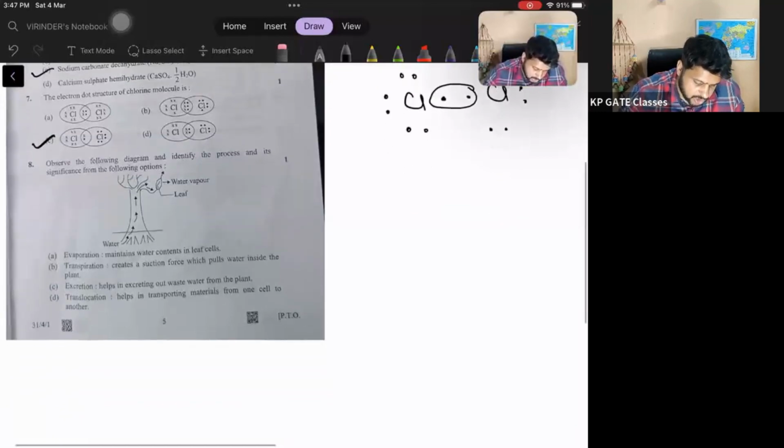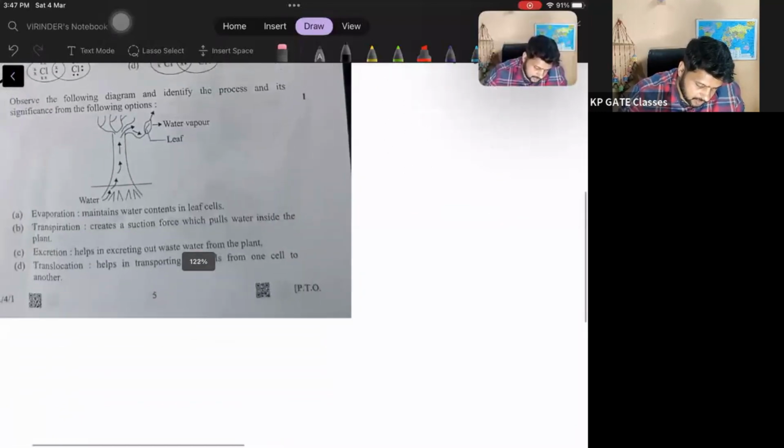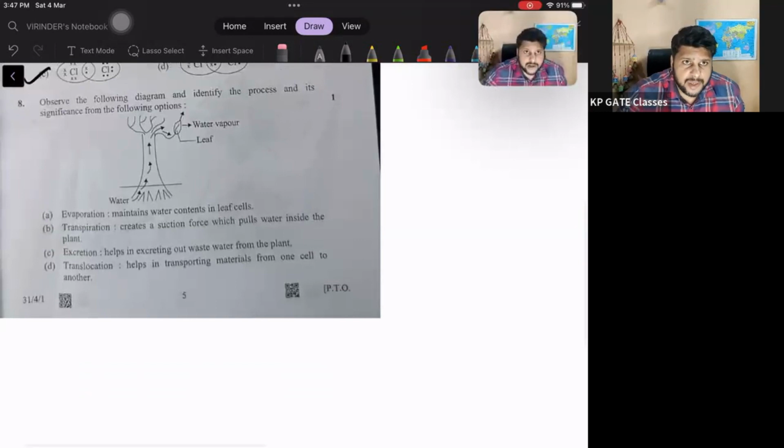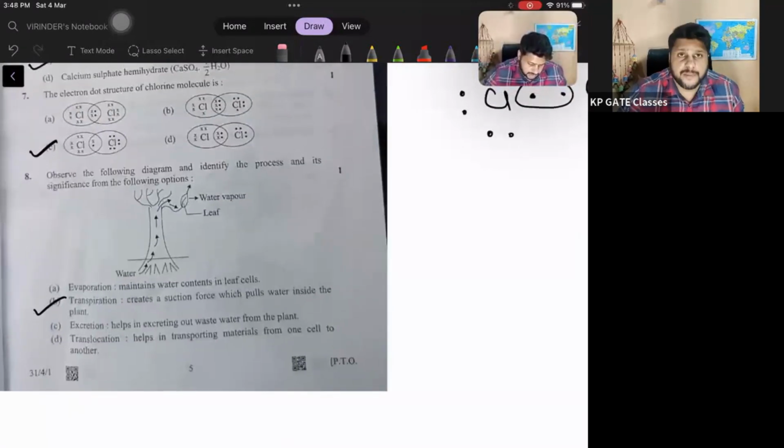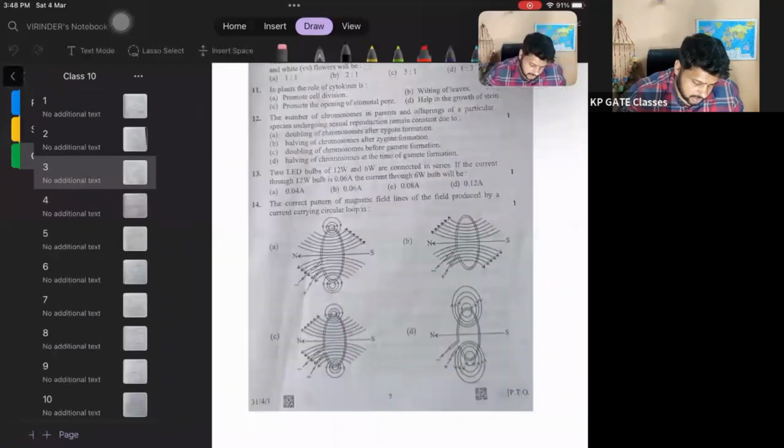Now, let's come to question number 8, which is: observe the following diagram, identify the process and its significance from the following options. Here we can see that the water is moving upward and it is leaving from the leaf. So this is transpiration. There is nothing to understand here. It's a very simple question.